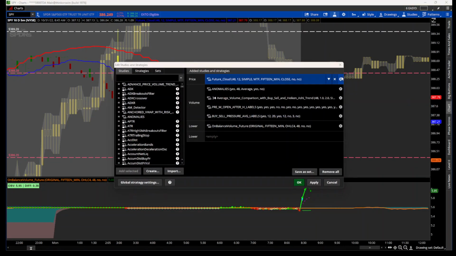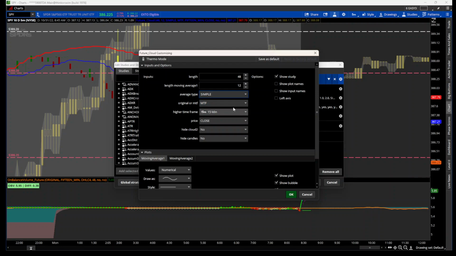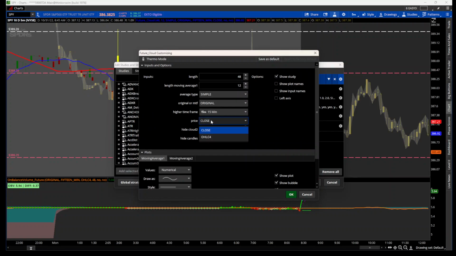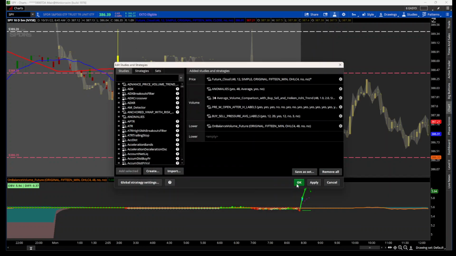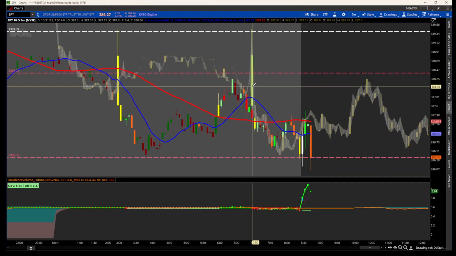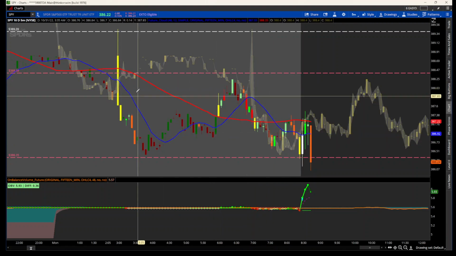So we can go back to the original. You can change the moving average type, whatever moving average you want. We can go back to the original and it automatically changes. One other update that I put in there is that you can either use the closing price or the average of the Heikin-Ashi close. That's not going to affect the candles, or the future cloud, but it will affect those averages.